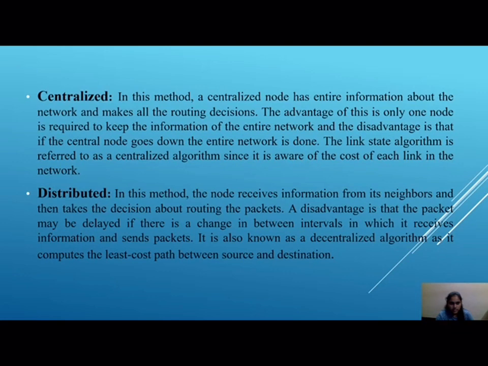Distributed. In this method, the node receives information from its neighbors and then takes the decision about routing the packets. A disadvantage is that the packet may be delayed if there is a change in between intervals in which it receives information and sends packets. It is also known as decentralized algorithm as it computes the least cost path between source and the destination.